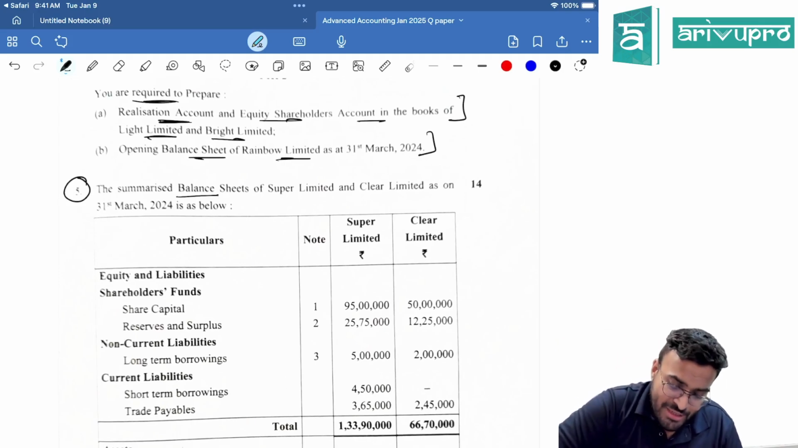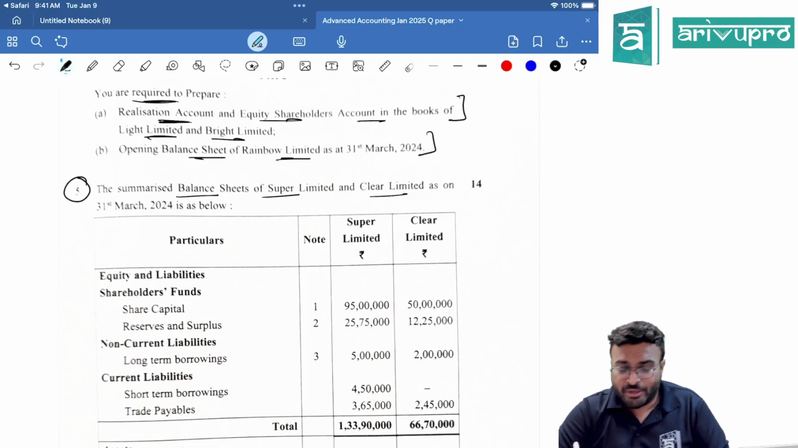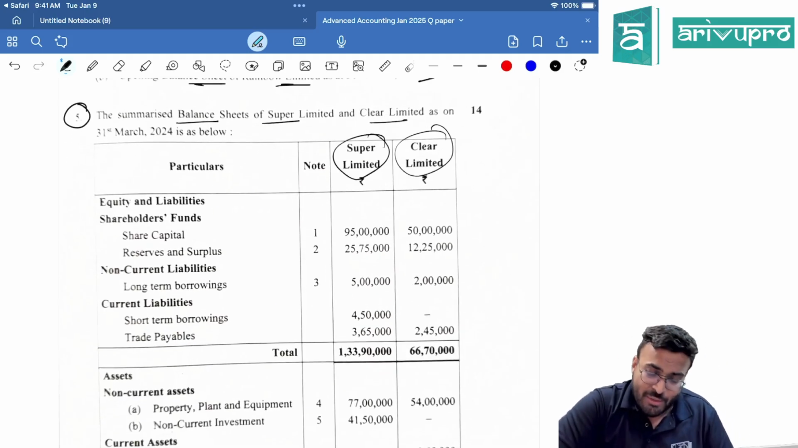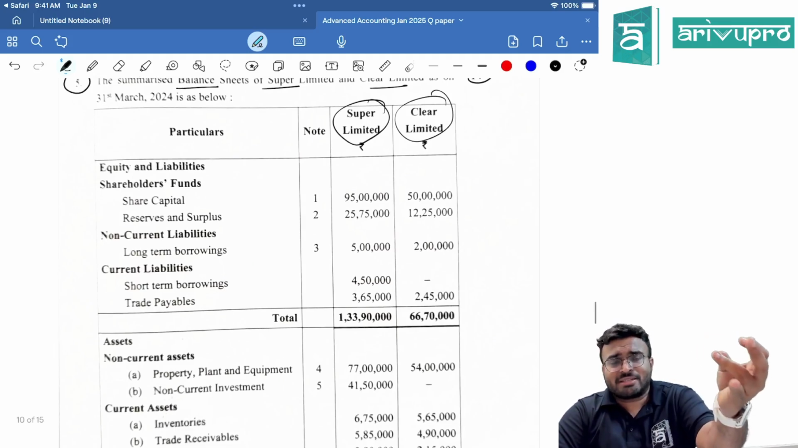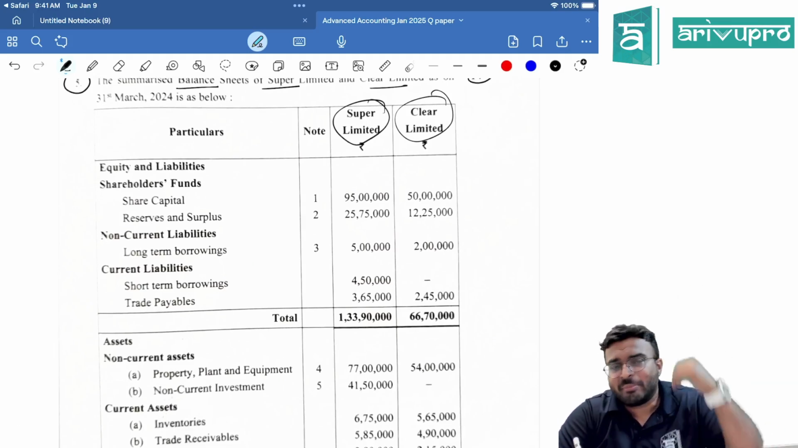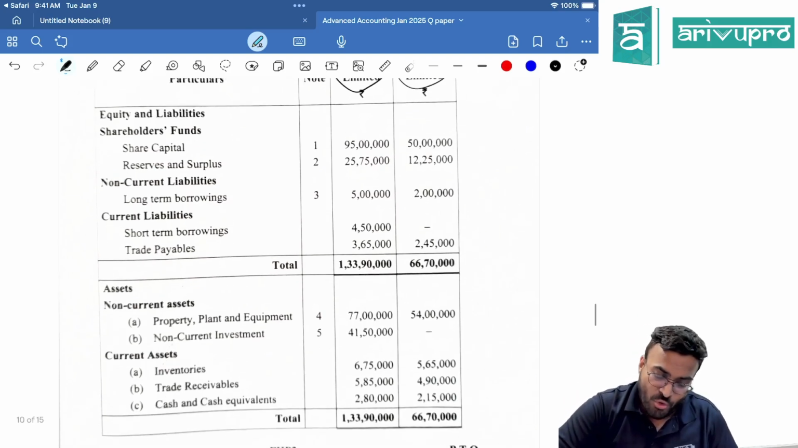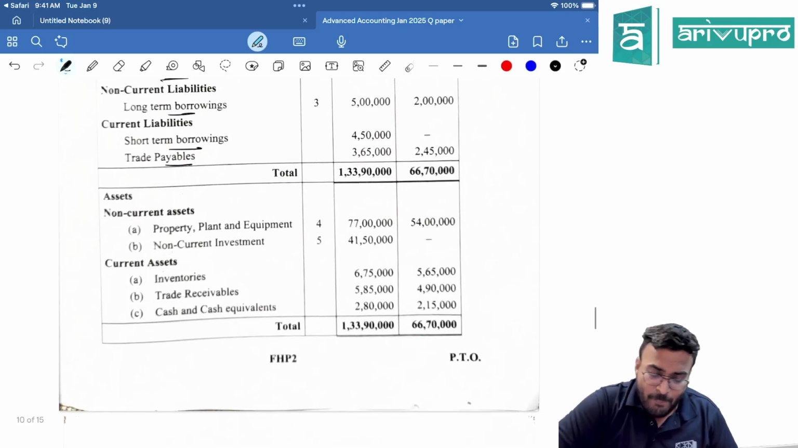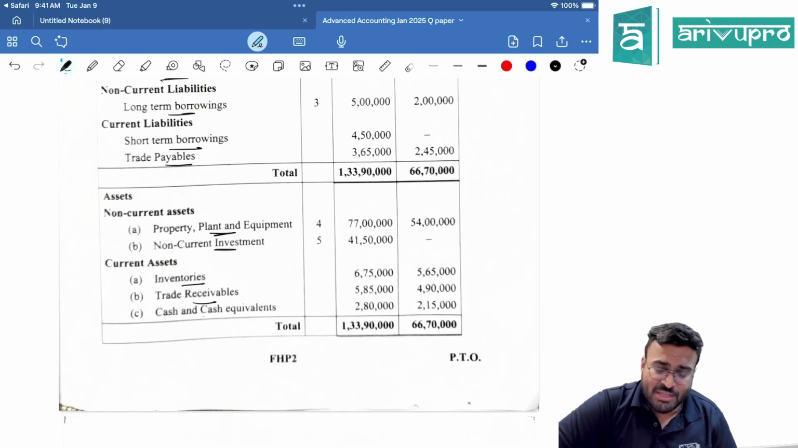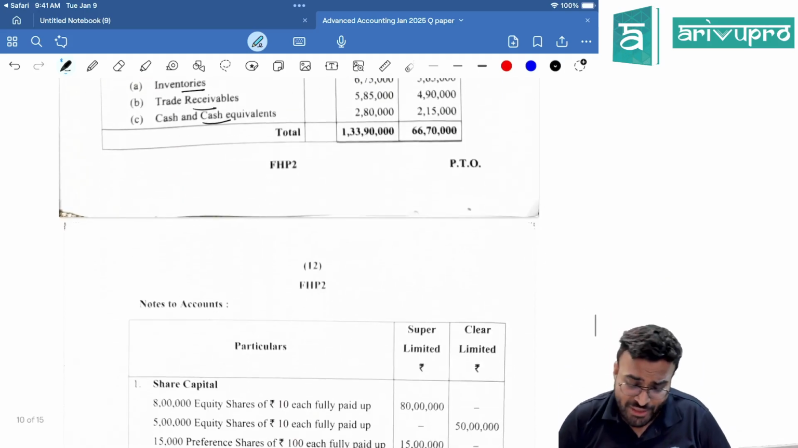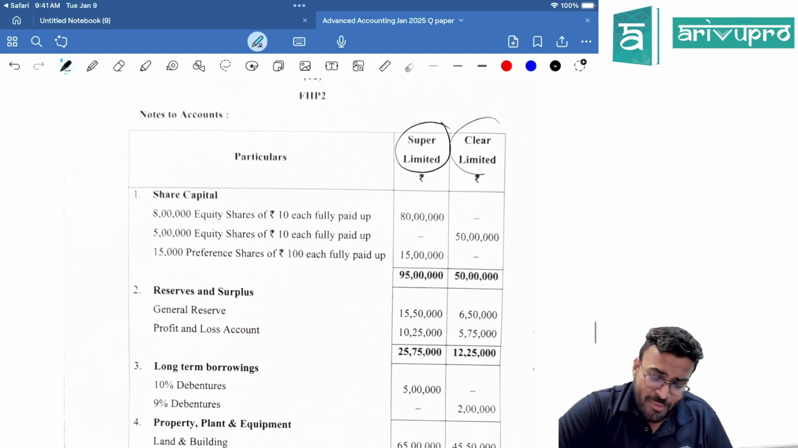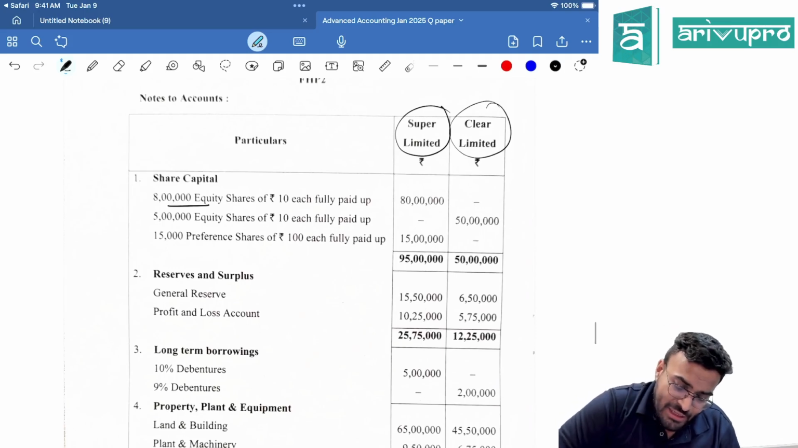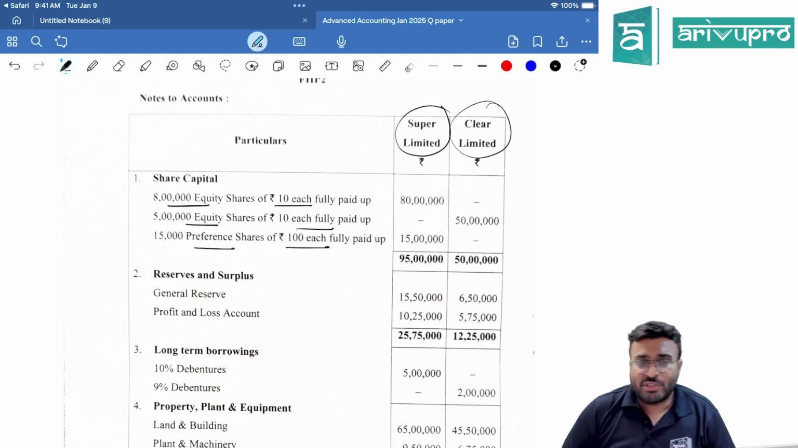Question number 5, the summarized balance sheet of Super Limited and Clear Limited. 14 mark question. Internal reconstruction done, amalgamation done. What can be remaining? Only consolidation now. Share capital, reserves and surplus, long-term borrowing, short-term borrowing, trade payable, PPE, non-current investment, inventory, trade receivable and cash equivalent. Now you can see Super Limited, Clear Limited, 8 lakh equity shares of 10 each, 5 lakh equity shares of 10 each, 1,50,000 preference shares of 100 each.